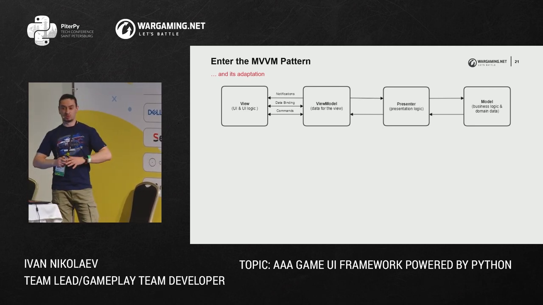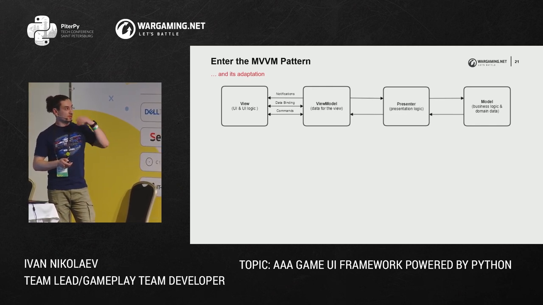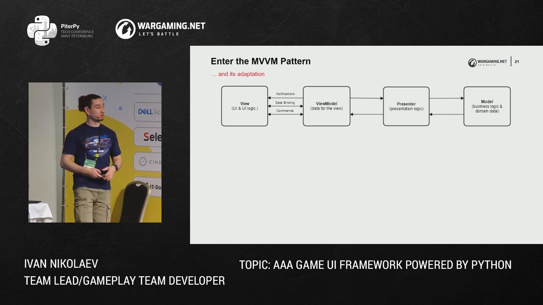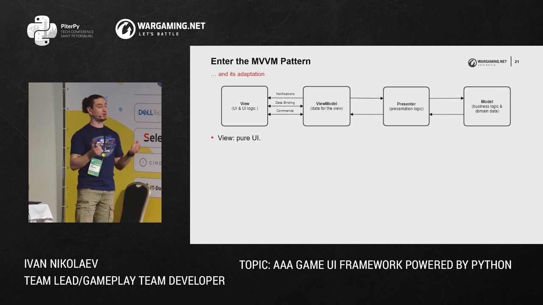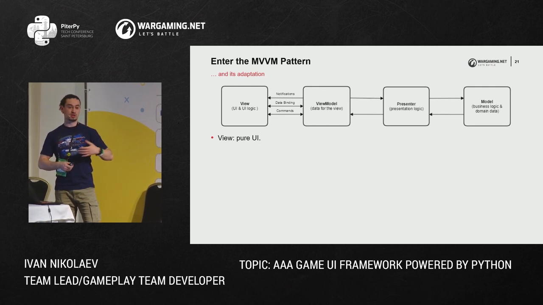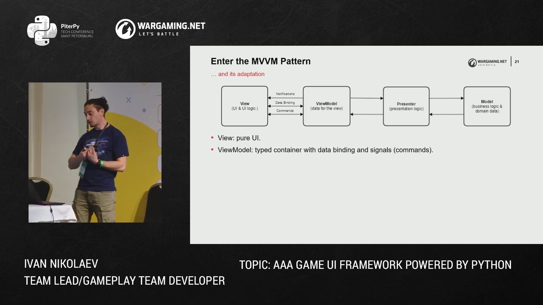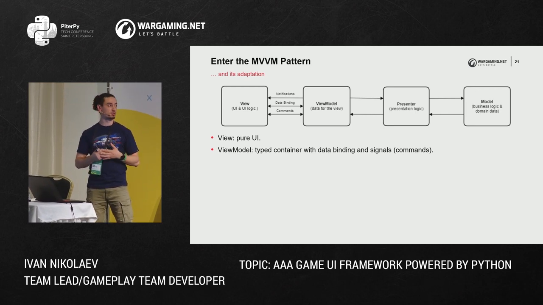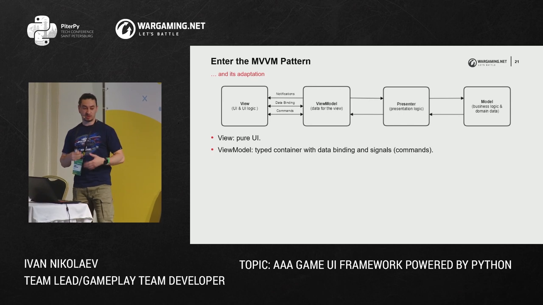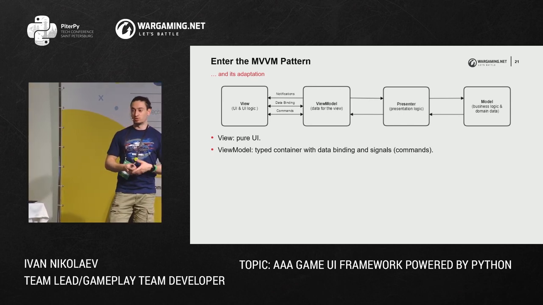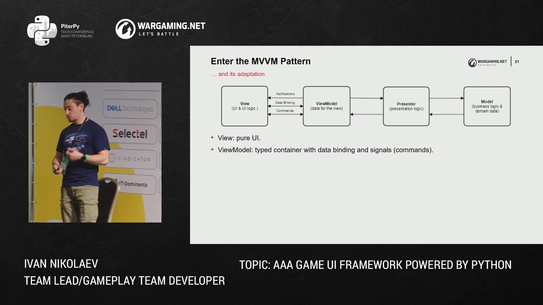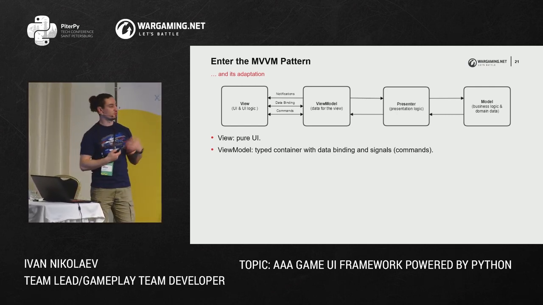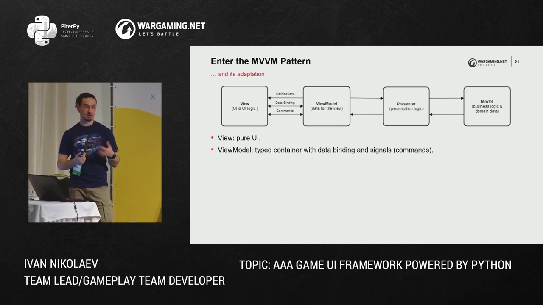So I will just explain for those of you who have probably never seen it. It works well in the Windows Presentation Framework, but I mean, probably not many Windows developers here. Just quickly going over it, the view is pure UI. It's all about the layout, the markup, the visual part, and the only scripting you have is for transitions, for animation, and so on. You have the view model, which in our case is just a typed container. It's a plain data structure which has strong typing and provides the data binding mechanism, which, for those familiar with reactive programming, allows you to be notified when your data changes and to subscribe to events. We call them commands, but they are very similar to Qt framework signals.